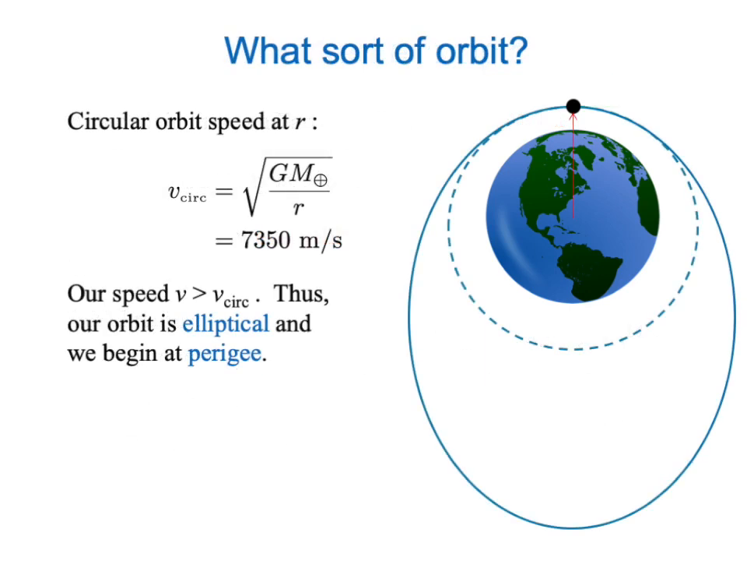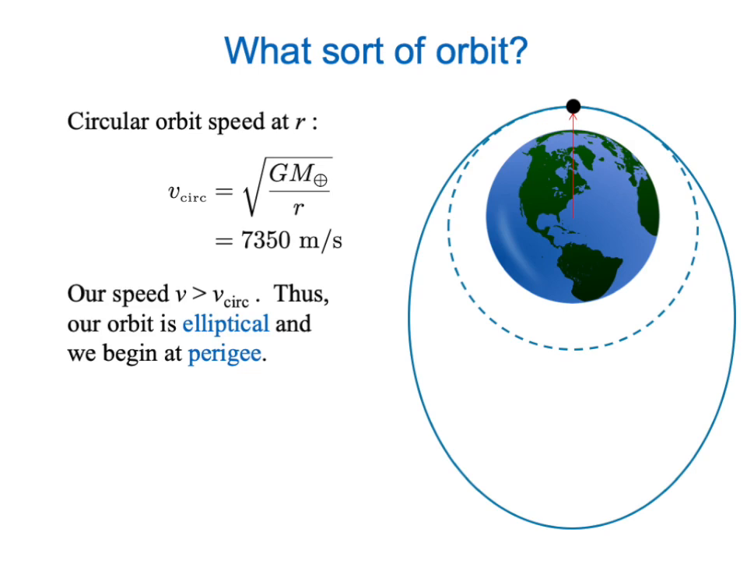Now, a satellite at that radius would have a circular orbit speed that we can calculate. It's 7,350 meters per second. But the speed of our satellite is 9,000 meters per second, which is greater than that. And so that tells us two things. First, the orbit is not circular, but is elliptical.